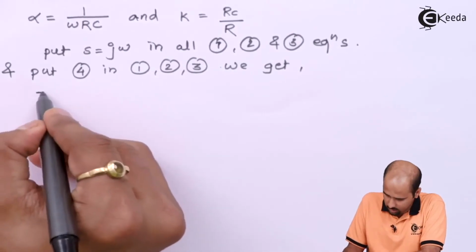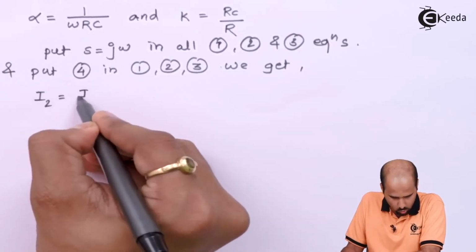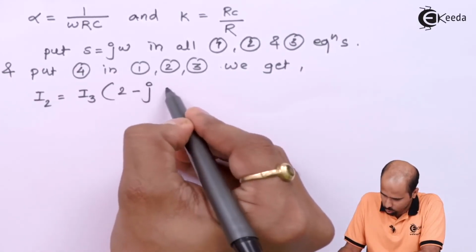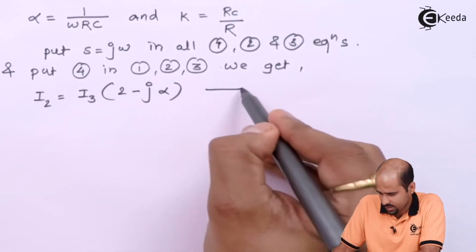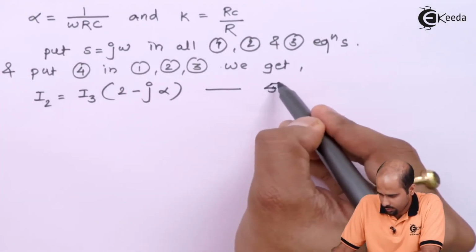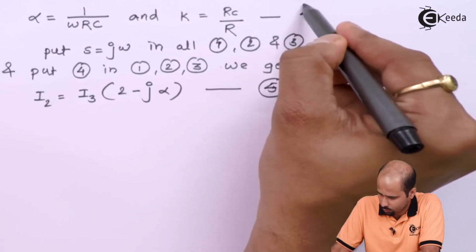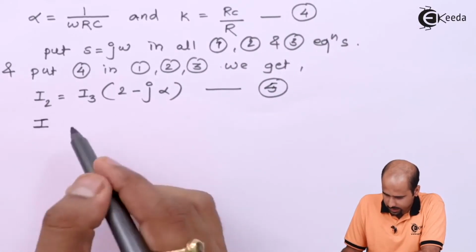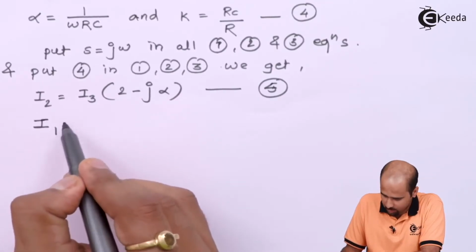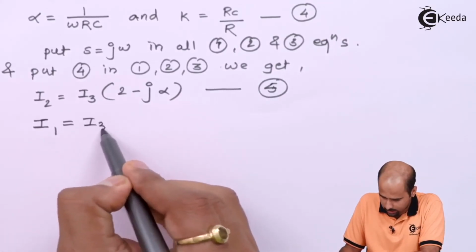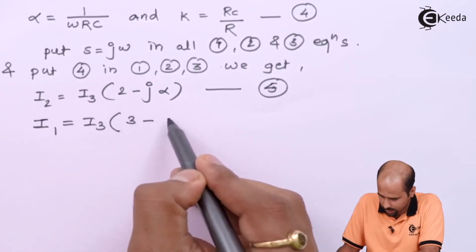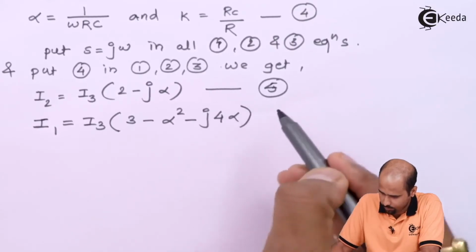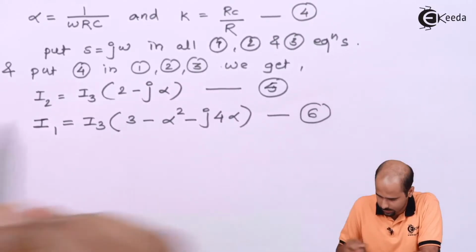We will be getting I2 is equal to I3 into 2 minus j alpha. I will keep this as equation number 5. This will be your equation number 4. Then again, I will write I2 in terms of I3, the relation is done. Then I will be writing I1 is equal to I3 into 3 minus alpha square minus j4 alpha. This will be equation number 6.